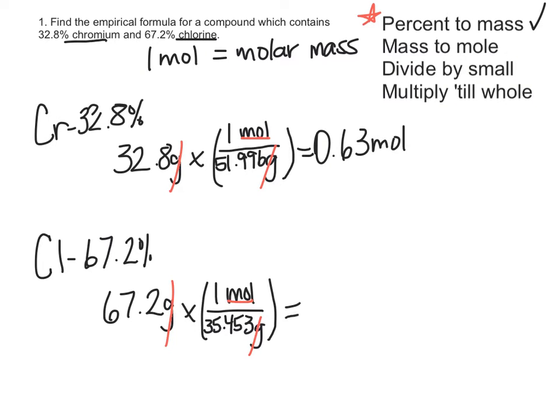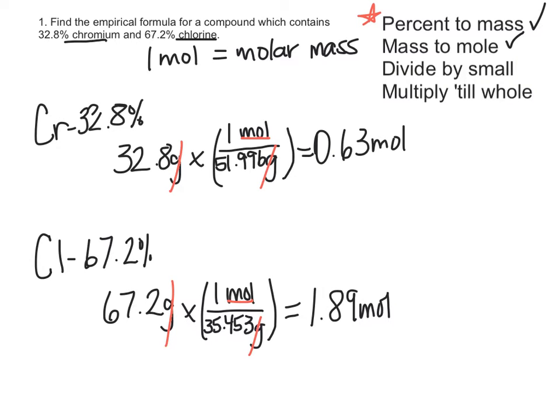And when I do that for chlorine, I'm going to get 1.89 moles of chlorine. Okay? So I just did step 2. Now step 2 will be required in all of these problems. Now step 3 says divide by small. So what I'm going to do is look at my 2 answers here.